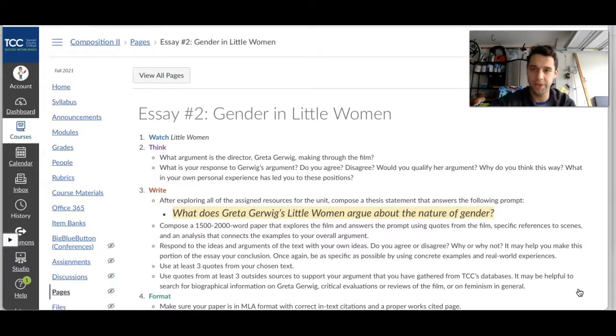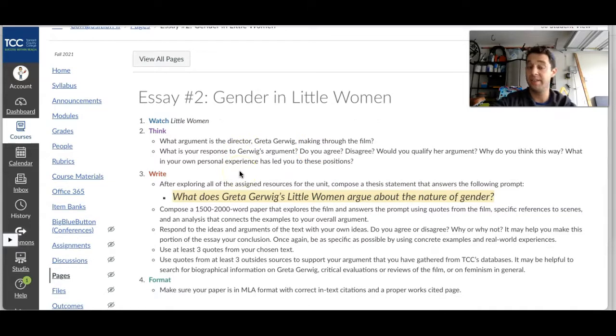Okay, let's look at this assignment. All right, so the first thing you're going to do, obviously, is watch Little Women. So think, what argument is the director, Greta Gerwig, making through the film? Because she's making an argument. And what's your response to the argument? Do you agree, disagree? Would you qualify, meaning that you would change it a little bit? And why do you think that way? What in your own personal experience has led to those positions?